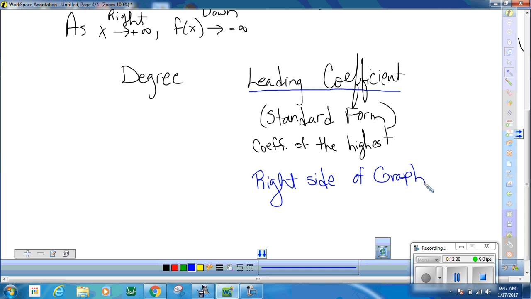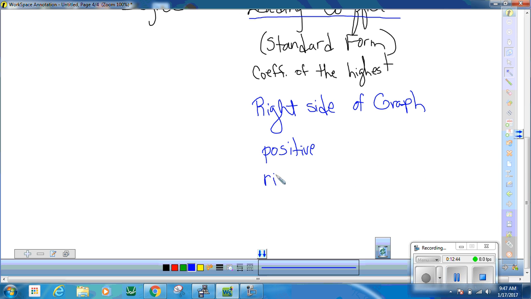Because if the leading coefficient is positive, then we know that the right side of the graph is going up. If it is negative, if the leading coefficient is a negative number, then we know that the right side of the graph is going down. All right. So if it is increasing to the right, it is positive. If it is decreasing to the right, then it is negative.